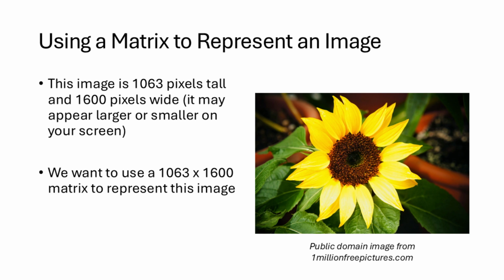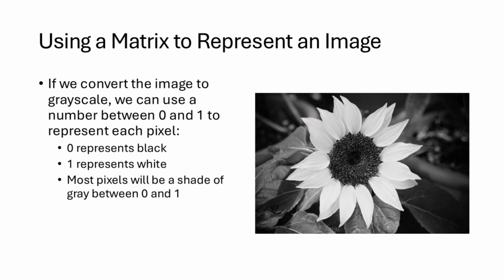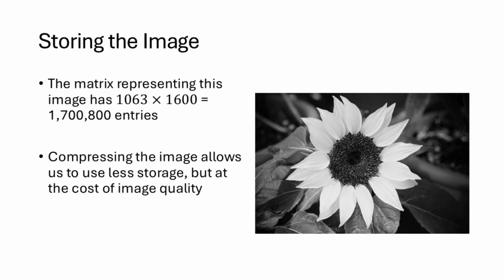So for example, let's look at this image of a flower, which is 1063 pixels tall and 1600 pixels wide. We want to use a 1063 by 1600 matrix to represent this image. We'll start out by converting the image to grayscale. We'll talk about how we deal with colors later. And we can represent a grayscale image by using a number between 0 and 1 for each pixel. 0 represents a fully black pixel, 1 represents a white pixel, and most of the pixels are going to be somewhere in between. So the matrix representing this image is going to have approximately 1.7 million entries. So that's 1.7 million numbers that we need to use to represent this image.